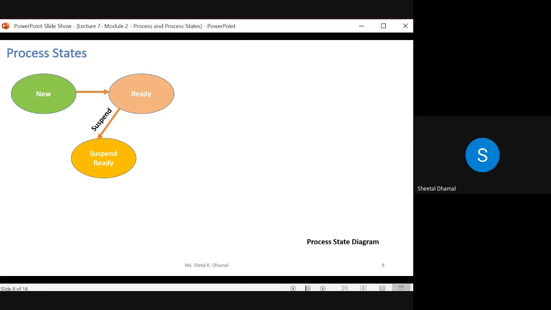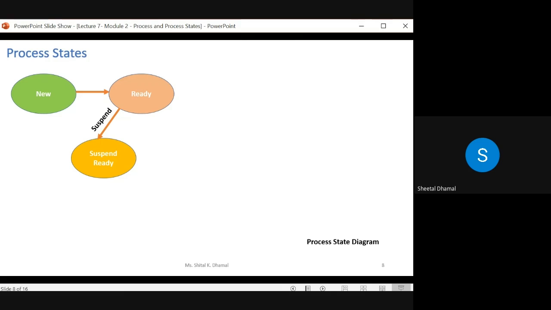Now the third state is there, that is suspend ready state. Initially the process is created, so it resides in the secondary memory. After that, when you run that process, it goes from the new state into the ready state. That is, the process goes from secondary memory onto the primary memory. So it enters into the ready state.